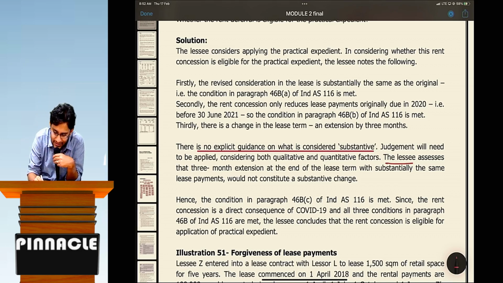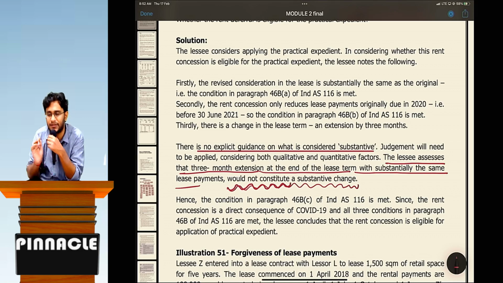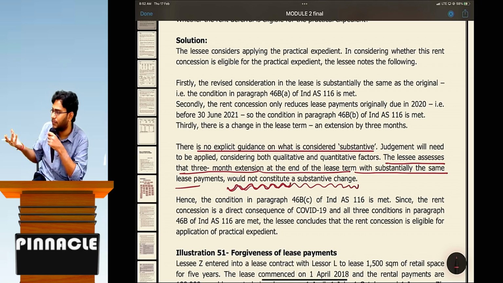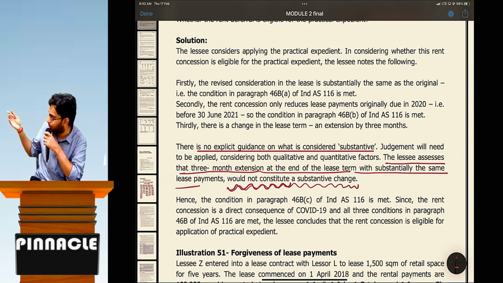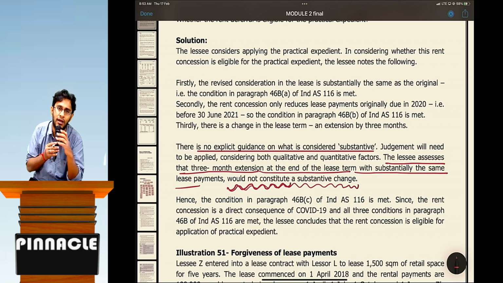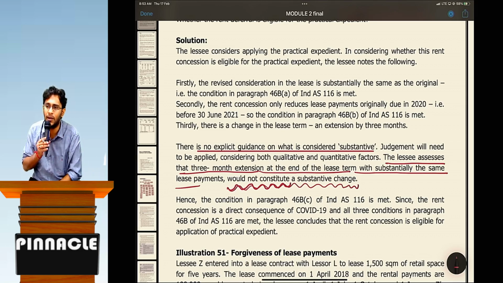The lessee assesses that a 3-month extension at the end of the lease term with substantially the same lease payments would not constitute a substantive change. Would not. In this case they took an assumption like this. Some other lessee might treat this as a substantive change. Here you don't have any data to take a conclusion, so they took an assumption that this is not a substantive change. Since it's not a substantive change, happily you can go and claim the practical expedient, that too optionally if you want.